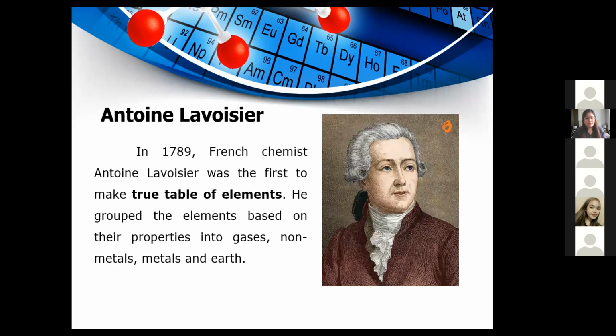In 1789, French chemist Antoine Lavoisier was the first to make true table of elements. He defined an element as a substance whose smallest units cannot be broken down into simpler substance. He then grouped the elements based on their properties into gases, nonmetals, metals, and earth.